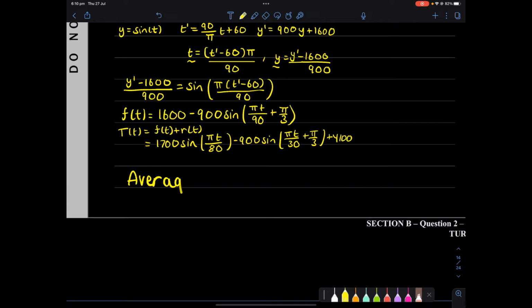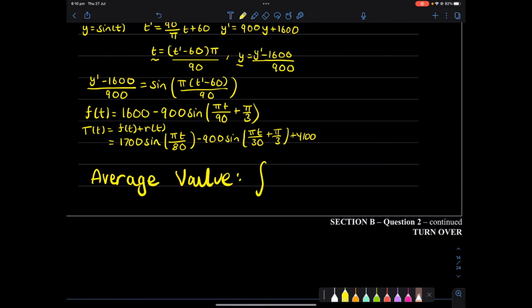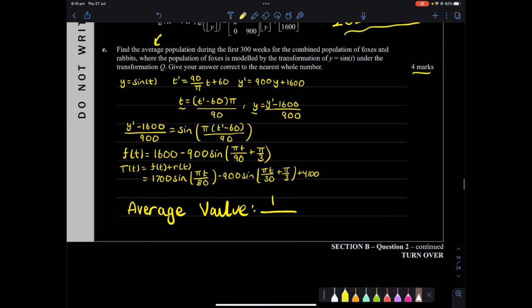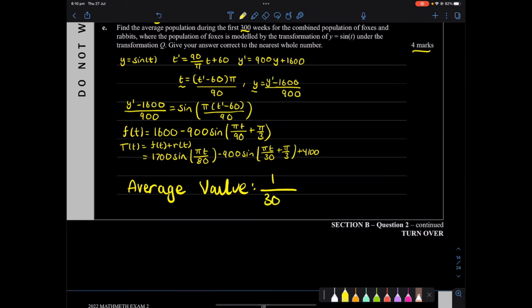So your average value is pretty much the integral. The question says the average population during the first 300 weeks. So 1 over 300 minus 0, which is just 300, times the integral from 0 to 300 of the function T of t with respect to t, which should give you the answer.